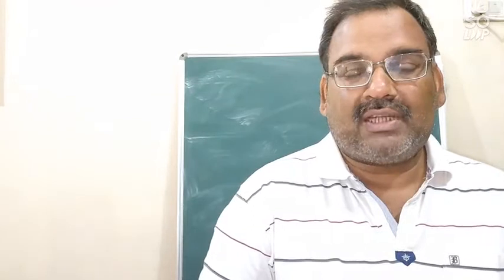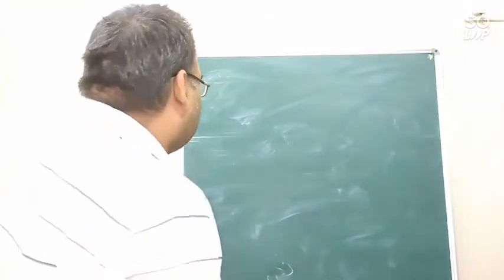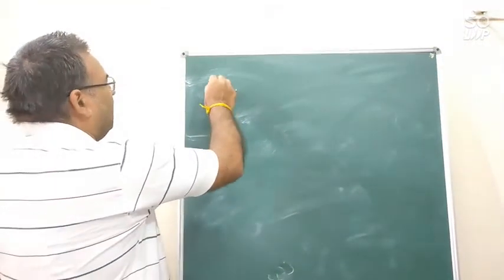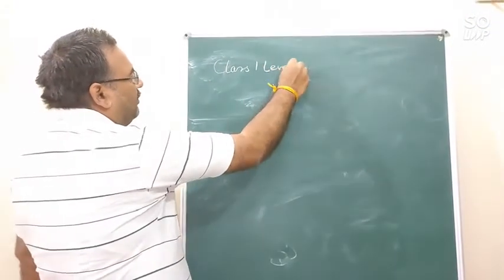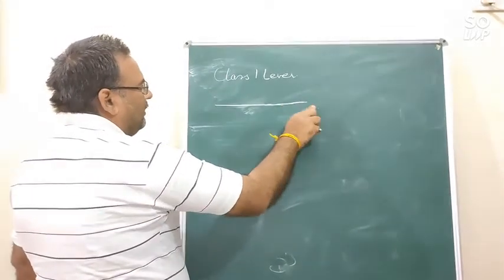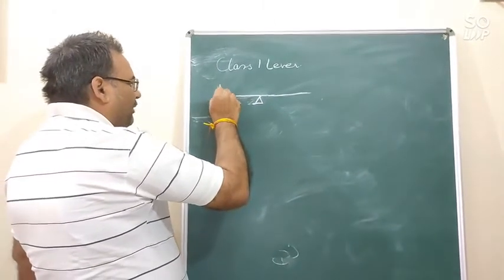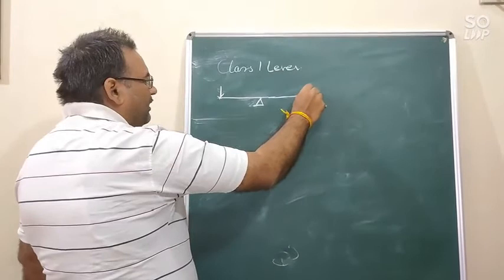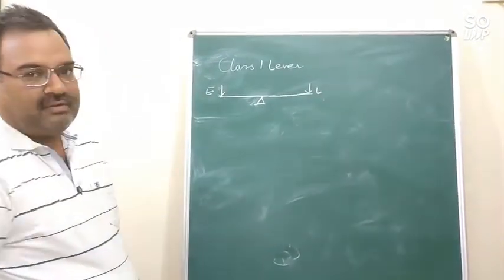So we have the first kind of lever. The first kind of lever is one in which the fulcrum is in between the load and the effort. The load and the effort are at the extreme ends. This is class 1 lever. Fulcrum in between, effort at one point and load at another point. Okay, this is class 1 lever.